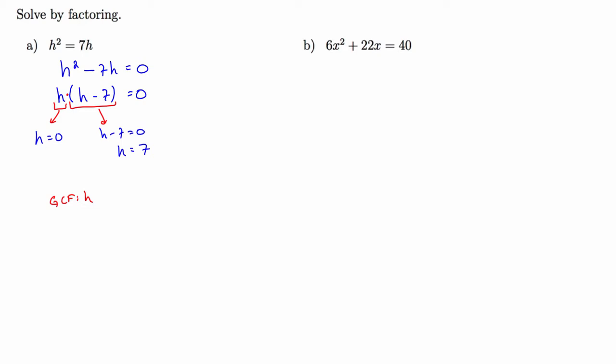This particular equation may be able to be checked just in our heads. If we throw 0 back into the h's in the original equation, 0 squared on the left side is 0, and 7 times 0 on the right side is also 0. So 0 definitely checks out. If we throw 7 back in for the h's, 7 squared is 49 on the left, and 7 times 7 on the right is also 49.